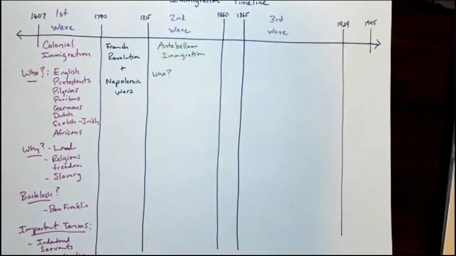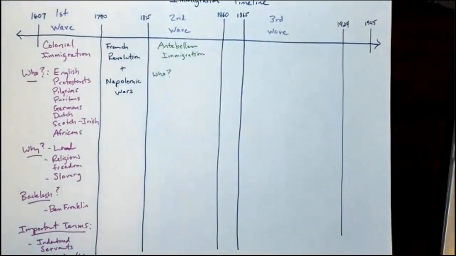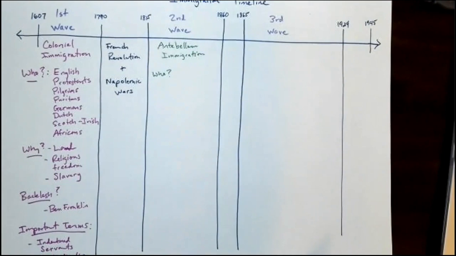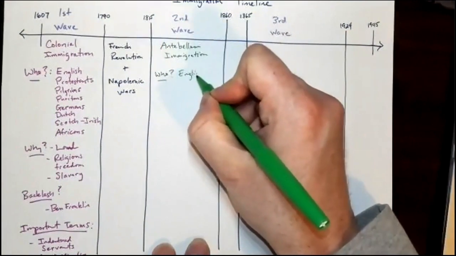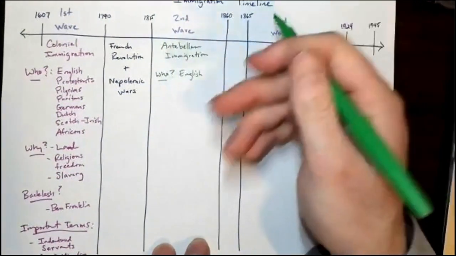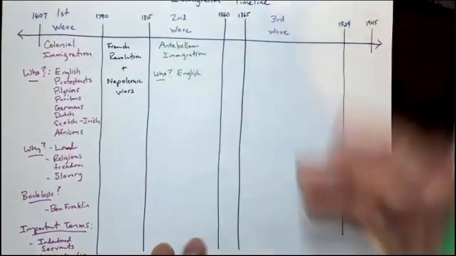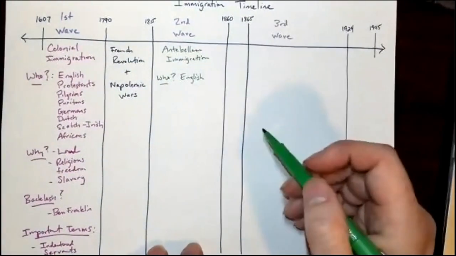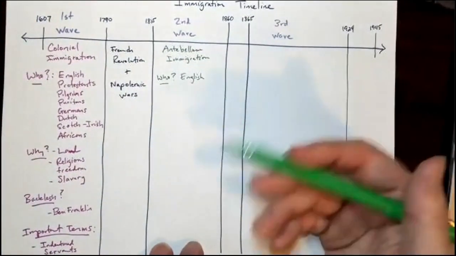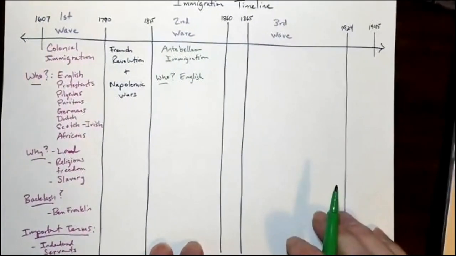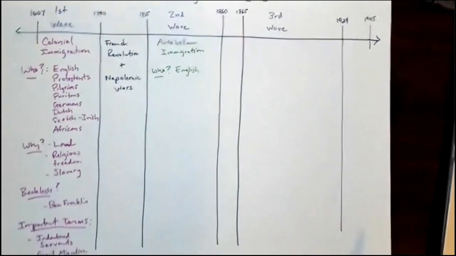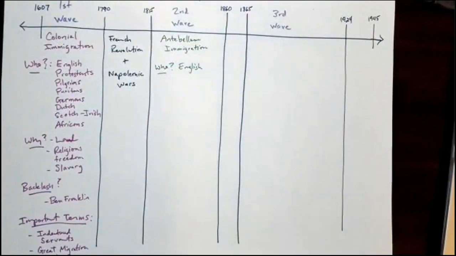And what kind of terms should we know relating to this particular time period? So as far as the who is coming during this time period, a lot of the same groups are coming. You still have a large number of English. You still have primarily Western Europeans. In fact, that's primarily who's coming to this country. But some of those Western Europeans are different than those that came before.